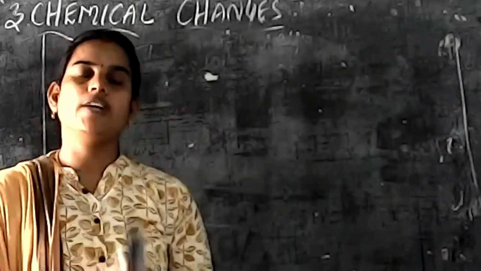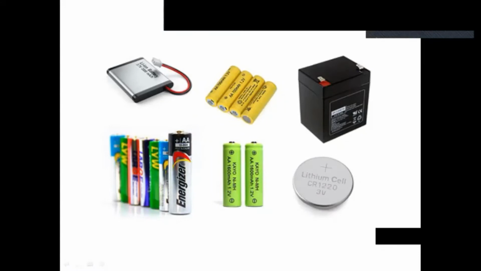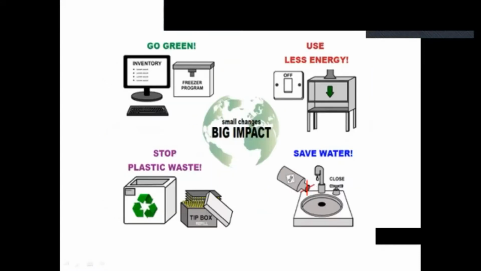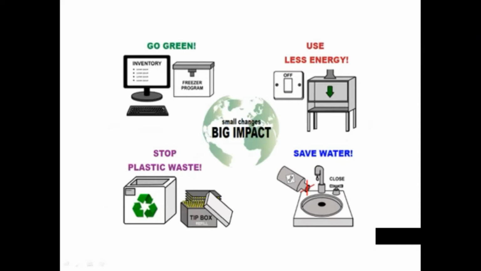Now look at this figure. The figure consists of environmental friendly nature. Here some slogans are given: stop plastic waste, save water, use less energy, go green. So these are the topics we are using here. Listen to this figure. I am going to say what is happening here, what are the things happening in eco-friendly nature.